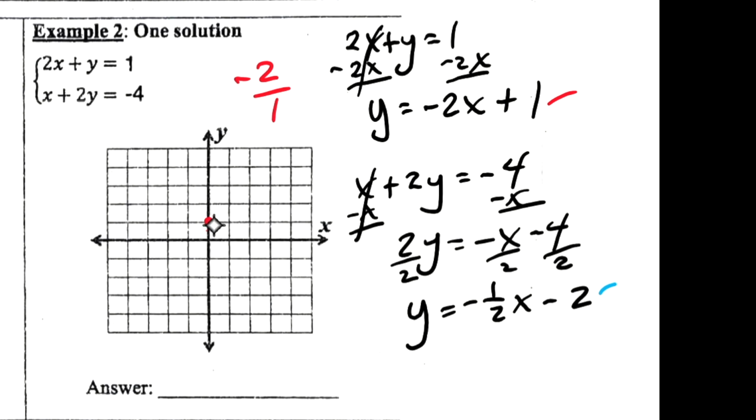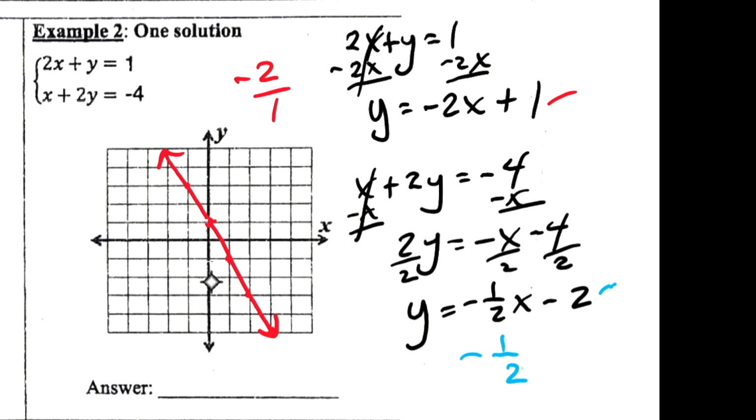Okay, so from this point, I'm going to go down 2 and over 1, down 2 and over 1, down 2 and over 1, or up 2 and left 1. Here's my first line. Second line, we'll do it in blue. Has a slope of -1/2, but it starts at -2.